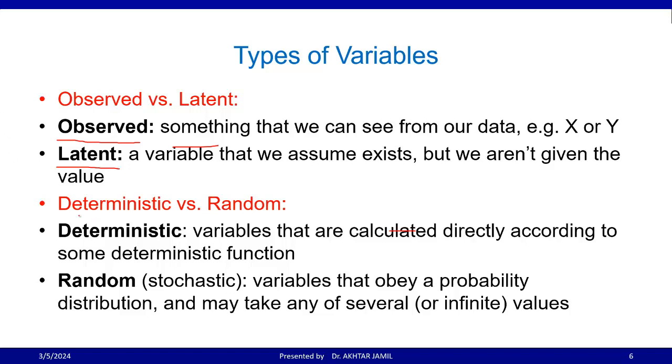And the other types of variables are deterministic and non-deterministic, or random, as we call them. Deterministic variables are those where, given a function, we can directly calculate their value. Random variables, which we also call stochastic variables, give us a probability distribution. When we talk about probability, we cannot derive an exact value, but we can generate random values out of it.